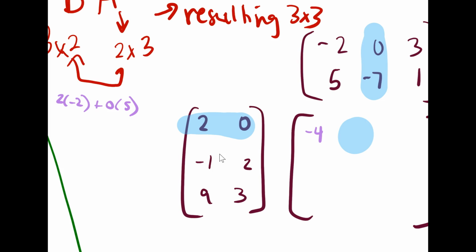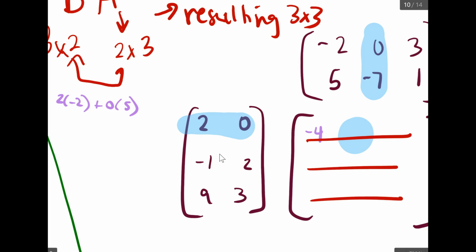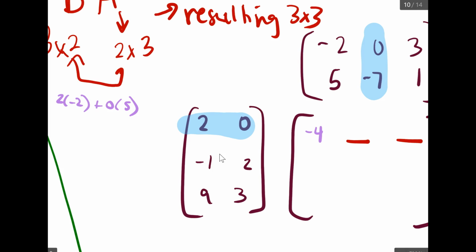Wait, what order are we going in? So I'm going across. I'm going to fill out this first row, then the second row, then the third row. So I'm going to go down the rows. I'm gonna hit this one, then I'm going to go here, and then I'll just go across the rows.